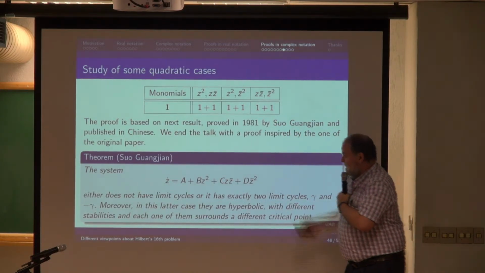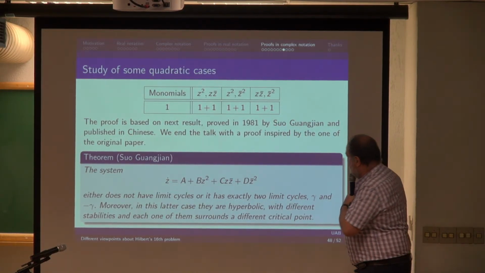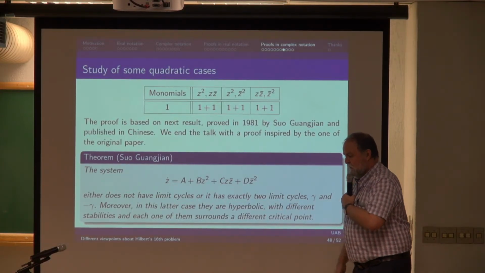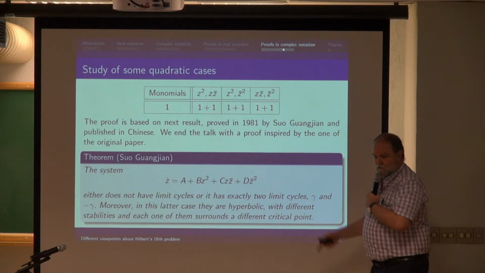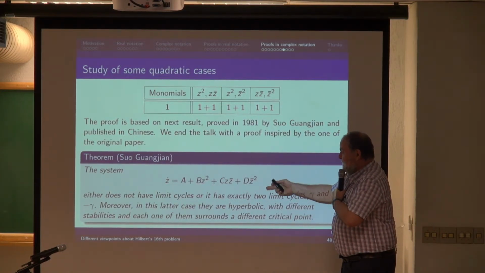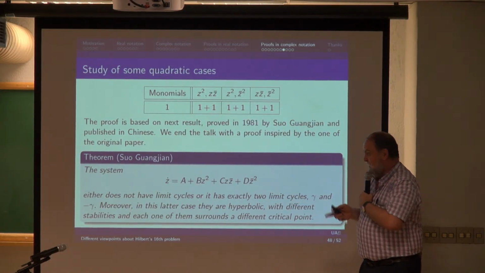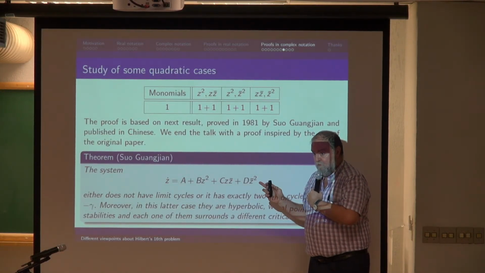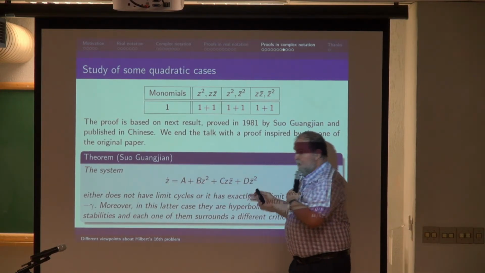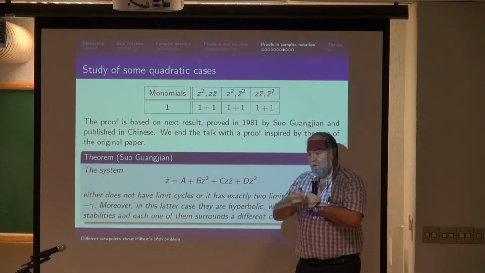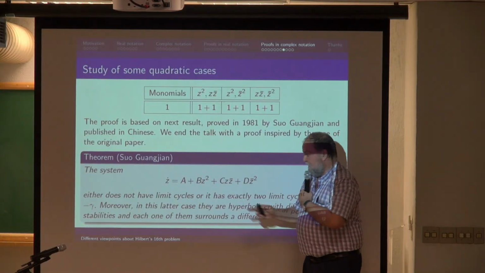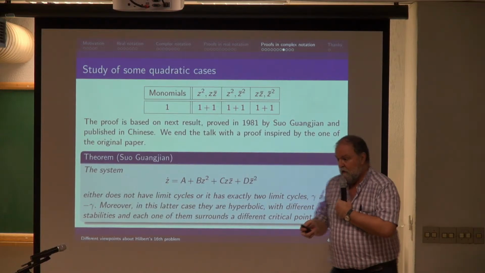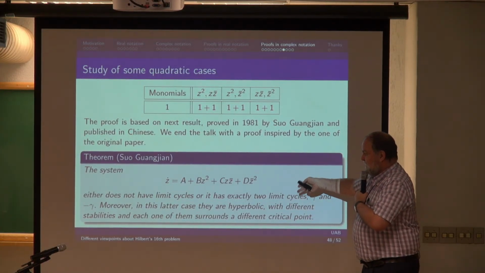And the other one, this 1 plus 1, was done in an old Chinese paper, not very old, but 81. In the year 81, I was starting my PhD, I think. So maybe we use this theorem saying that this system with 4 monomials has at most one limit cycle. This is a homogeneous system plus a constant.